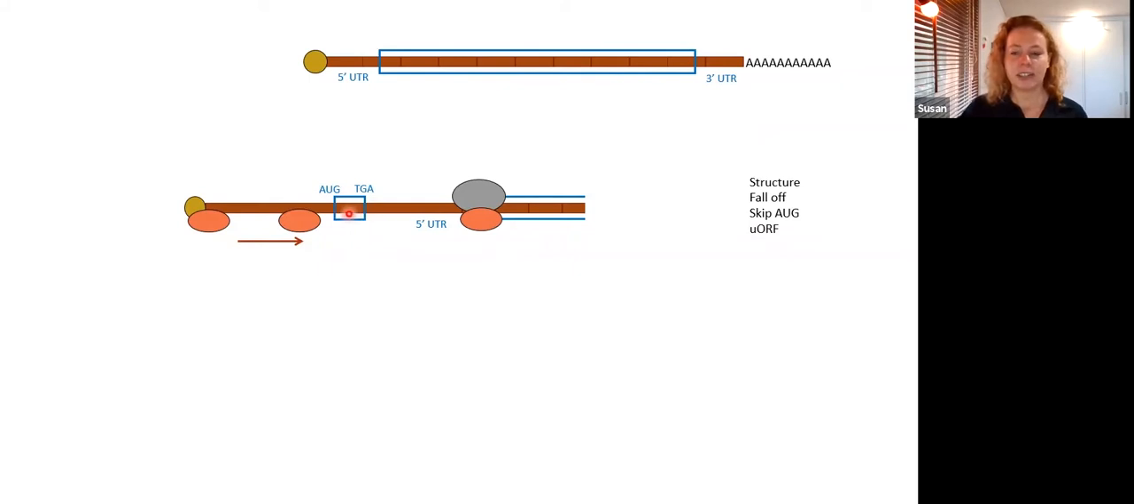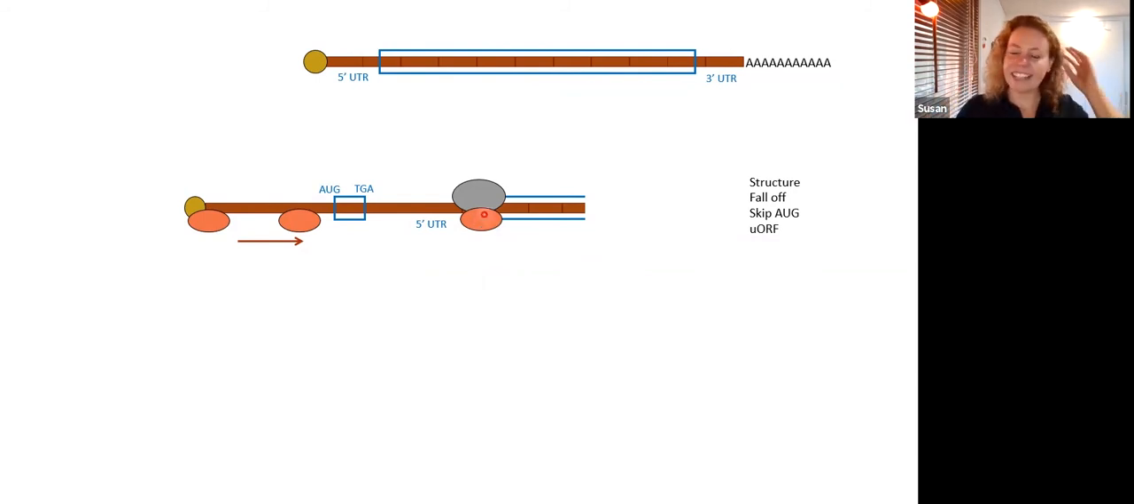So usually these uORFs are traps, and they will lead to a very low translation efficiency of the real protein. But again, under certain conditions, it magically might happen that this AUG is not seen and the 40S will just scan on, and then it will increase the translation efficiency of the main protein. Anyway, wouldn't it be wonderful?